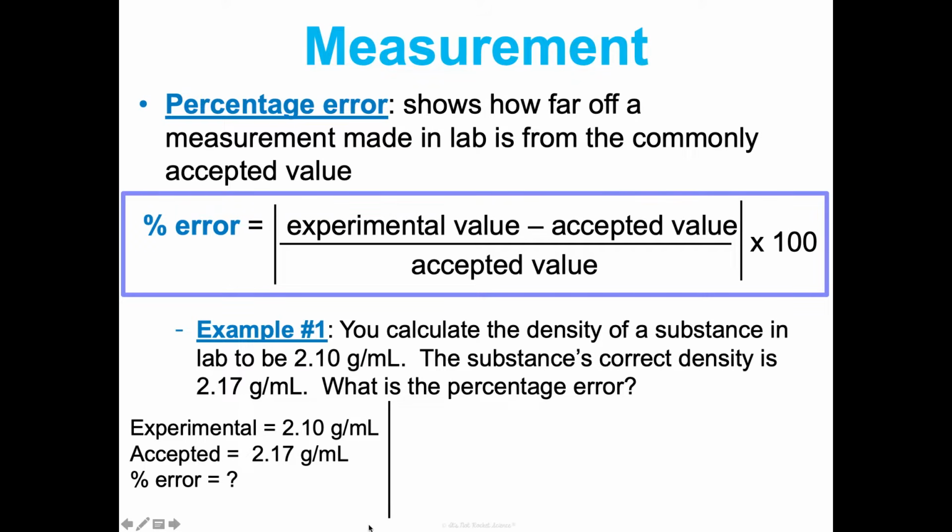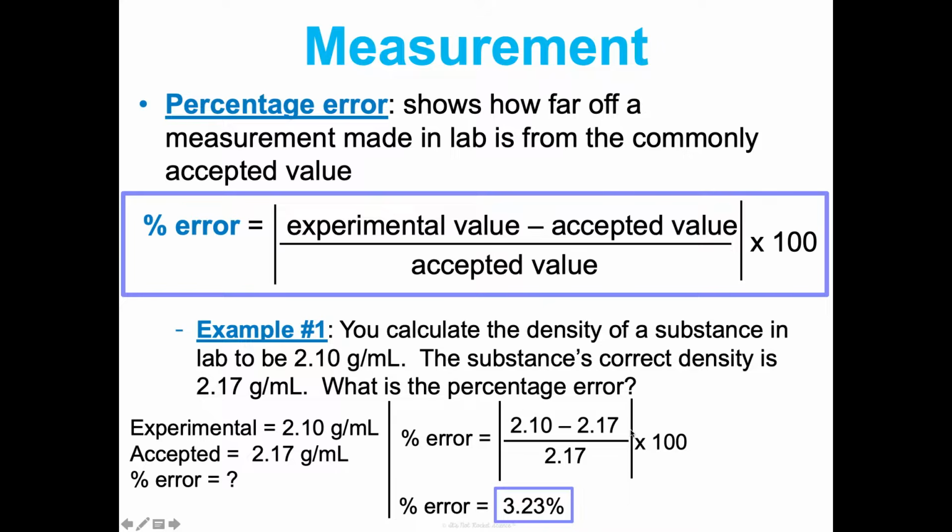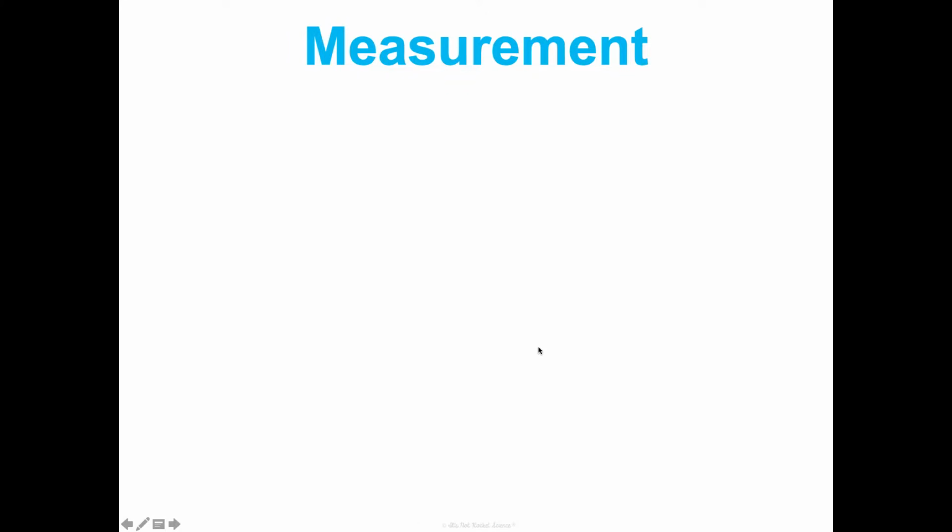I like to draw a line to separate what I know from what I'm trying to find out. Keeps me organized. Okay, so let's plug in this equation here. Percentage error equals your experimental value, which is 2.10, minus your accepted, divided by your accepted. We're going to take the absolute value of that and then times by 100. Okay, so when we do this, we get 3.23%. And that is the percentage error that we were off in our measurement. So this is a skill that we're going to be practicing over and over again in lab, and I just want to introduce it to you here.